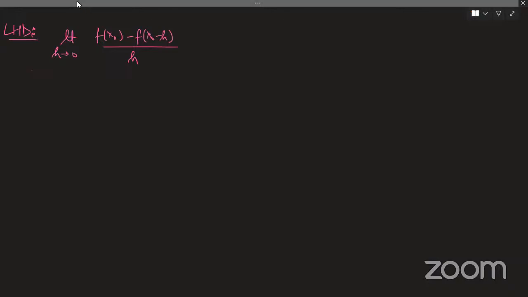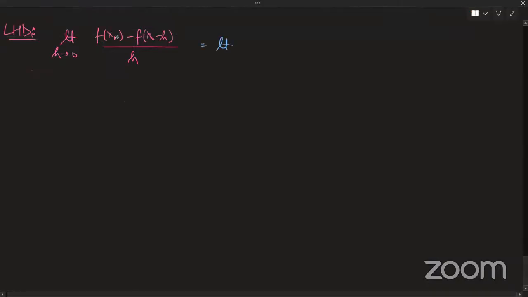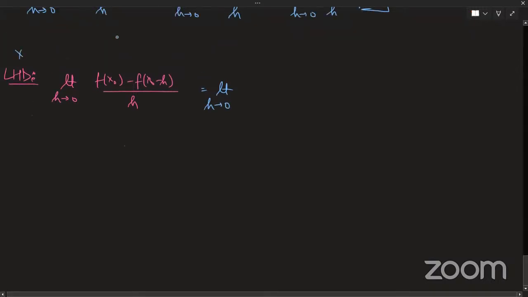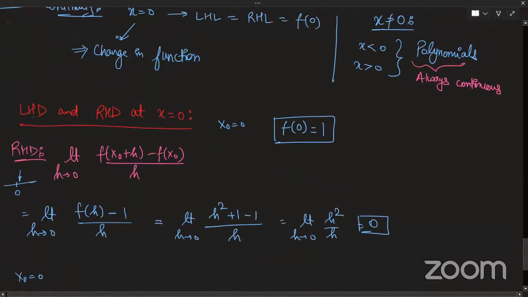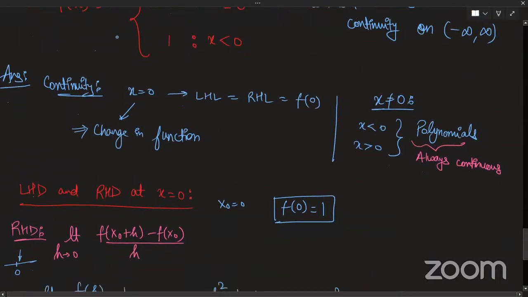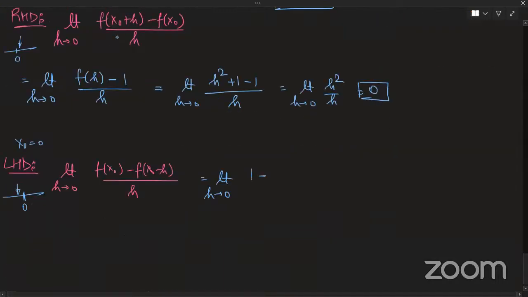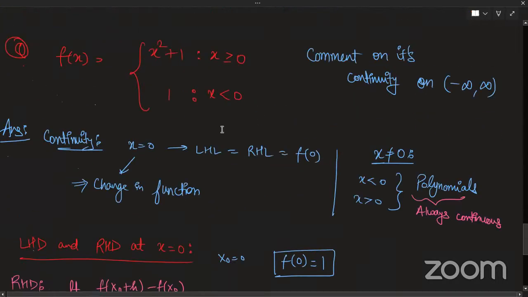Now let us discuss left hand derivative also. You have got limit h tends to 0, f of x naught minus f of x naught minus h, whole divided by h. Again, x naught is 0, so f of 0 is 1 minus. I am talking about a number that's just smaller than 0. Will it go for x square plus 1 or 1?